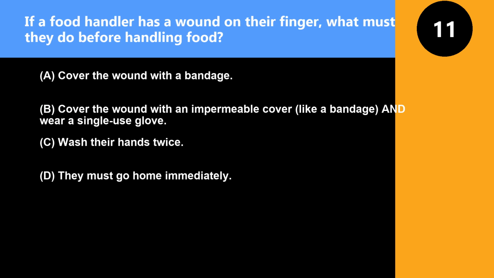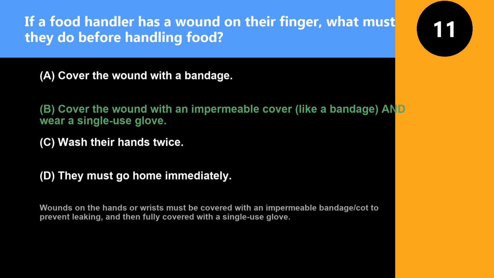Question 11. If a food handler has a wound on their finger, what must they do before handling food? Option A, cover the wound with a bandage. Option B, cover the wound with an impermeable cover, like a bandage, and wear a single-use glove. Option C, wash their hands twice. Option D, they must go home immediately. The correct answer is option B. Cover the wound with an impermeable cover, like a bandage, and wear a single-use glove.